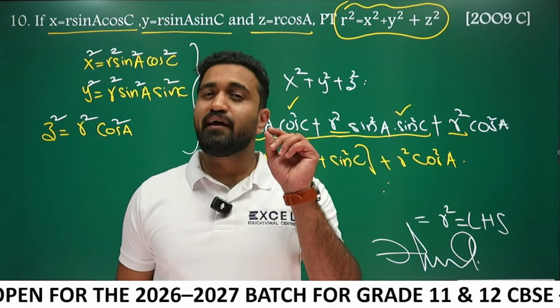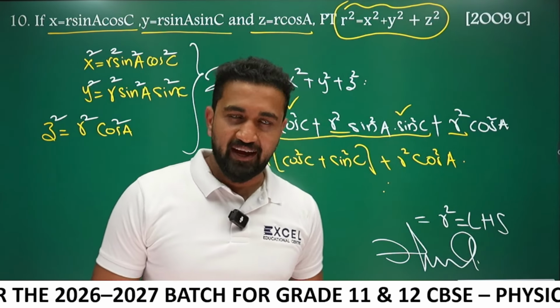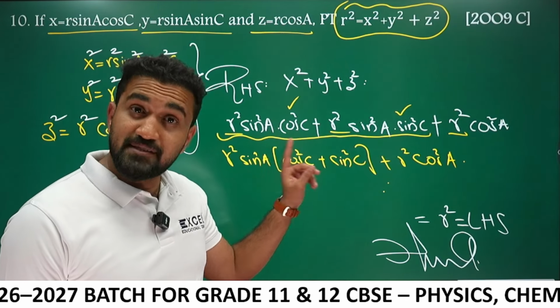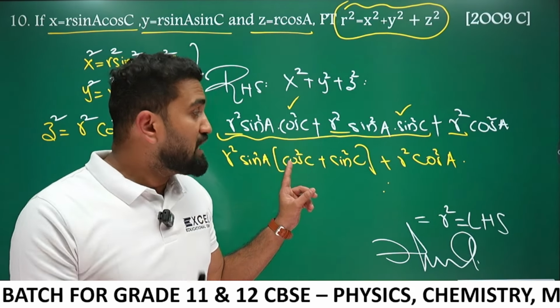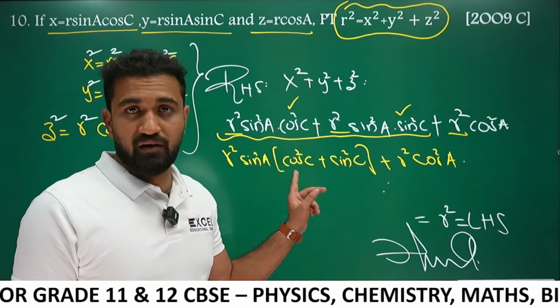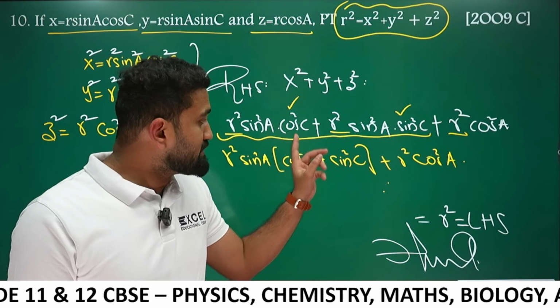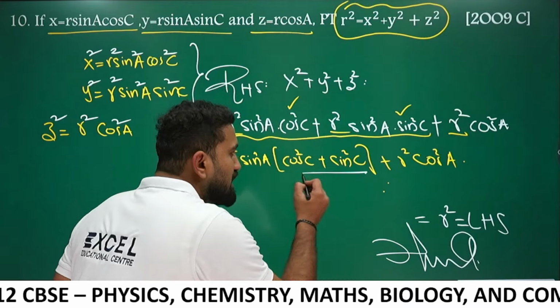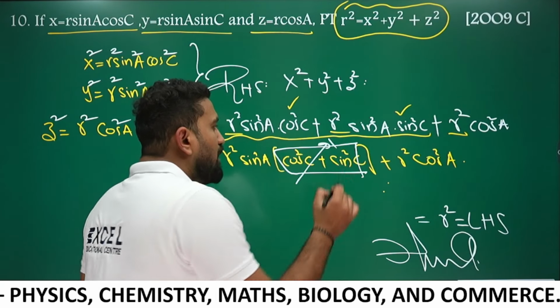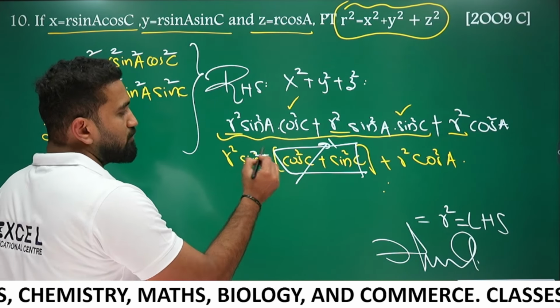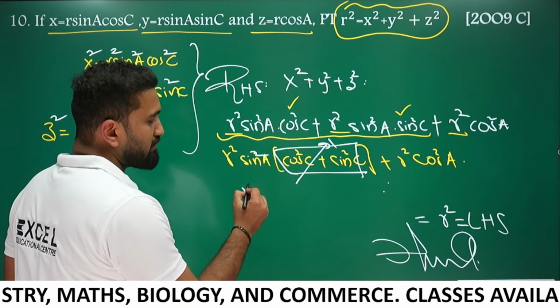See, the trigonometric identity number 1 is telling the fact that sine square theta plus cos square theta is equal to 1. If this is theta, this should be theta. If this is A, this should be A. This is C, both are C. So I will say this value is equal to 1. 1 into r square sine square A will become r square sine square A, right?